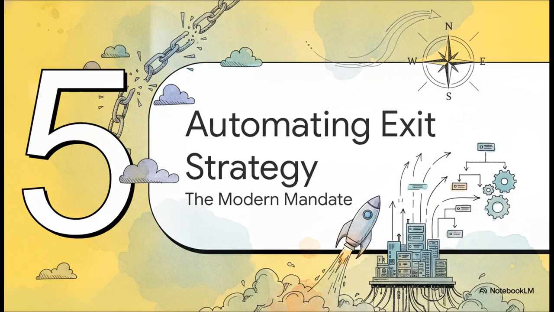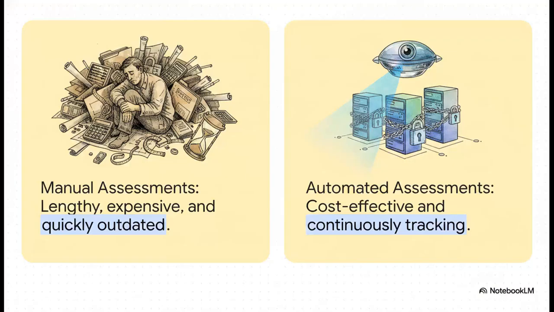Which brings us to our final stop, Section 5, Automating Your Exit Strategy. This is the modern mandate for any serious organization. Did you know that regulators, like the European Banking Authority, now strictly mandate that you have a documented cloud exit strategy? But how you actually build that strategy is everything. Doing manual risk assessments of your cloud dependencies is painfully slow, very expensive, and frankly, completely outdated the minute you finish typing the report. Today, you need to leverage automated assessments. These give you cost-effective, continuous tracking that adapts to changes instantly, constantly hunting down hidden vendor dependencies across your network.